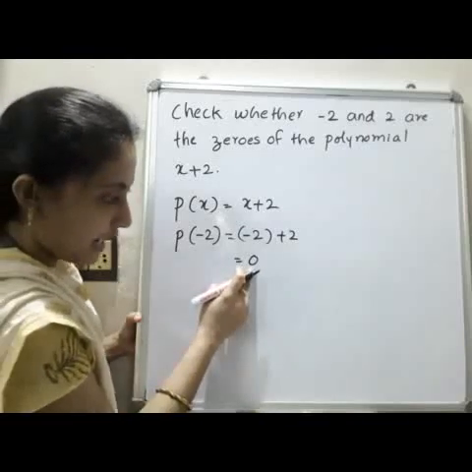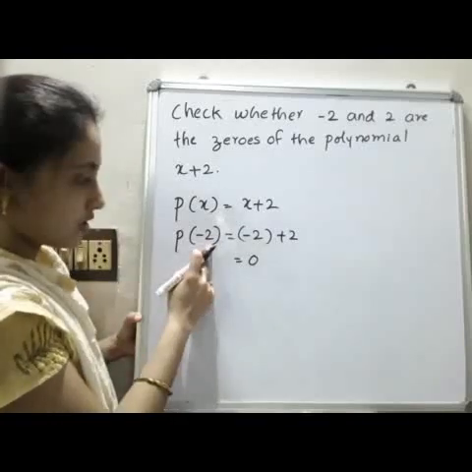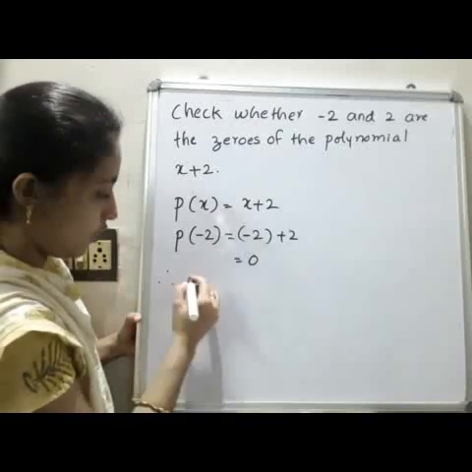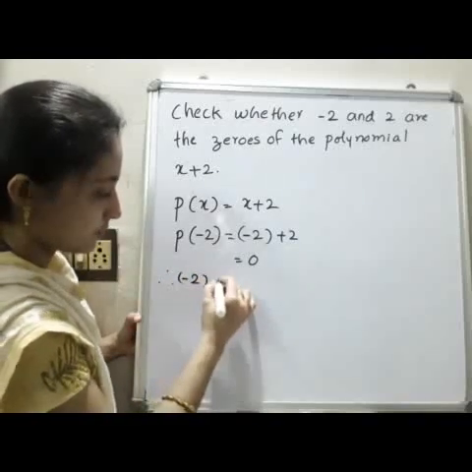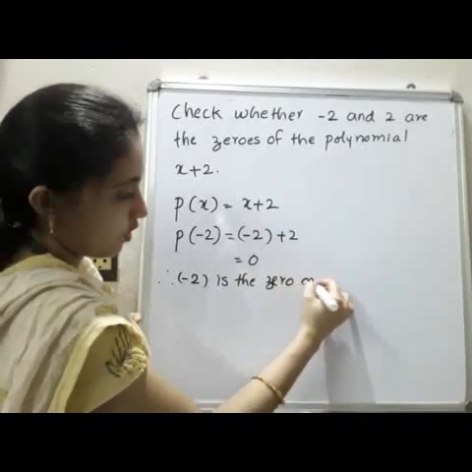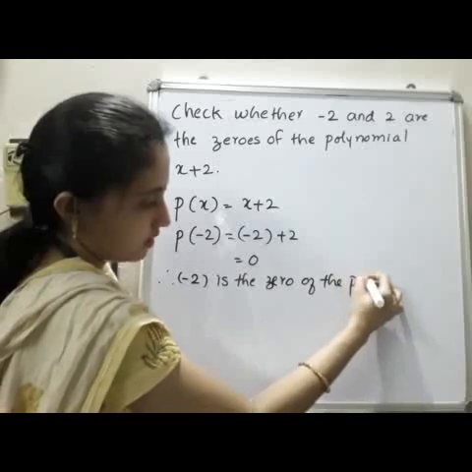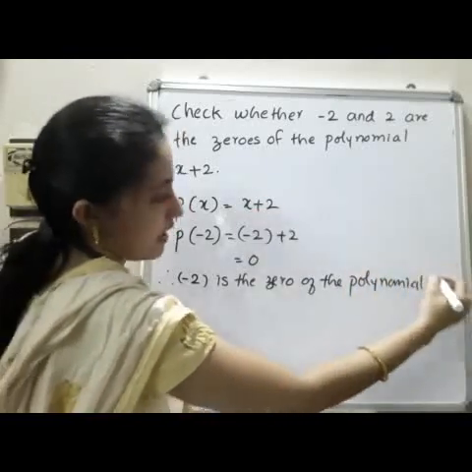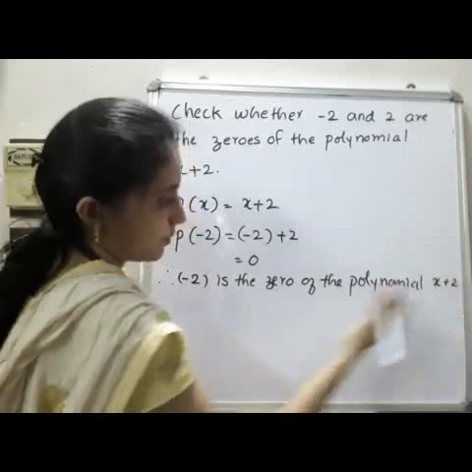If you got the answer 0, what can you write? -2 is the 0 of the polynomial. So write down, therefore -2 is the 0 of the polynomial. Which polynomial? x plus 2.